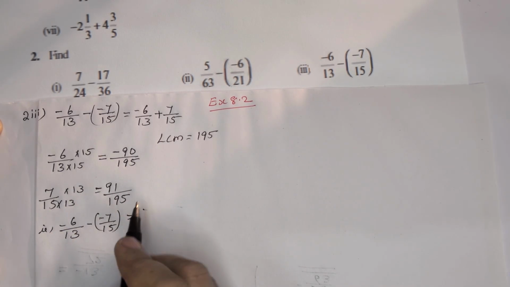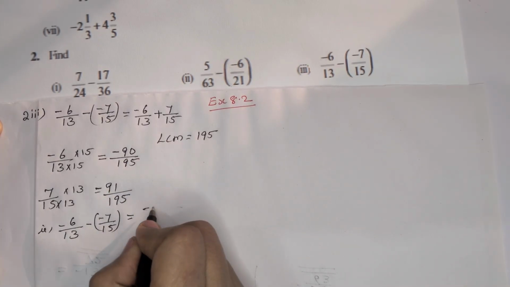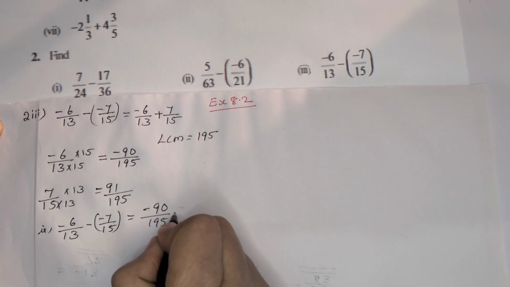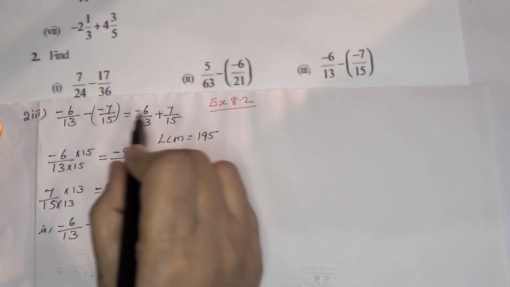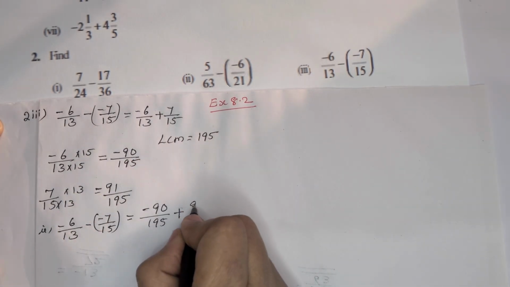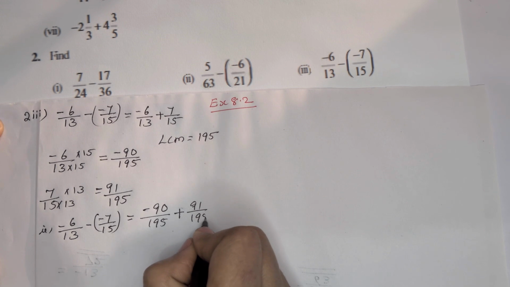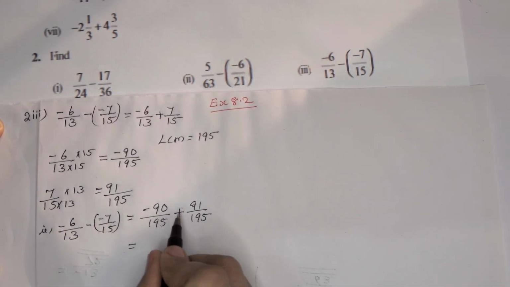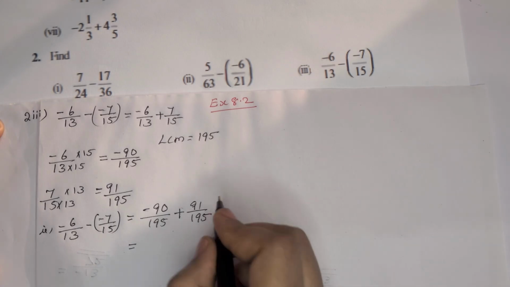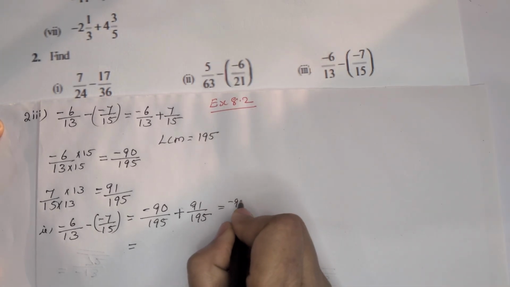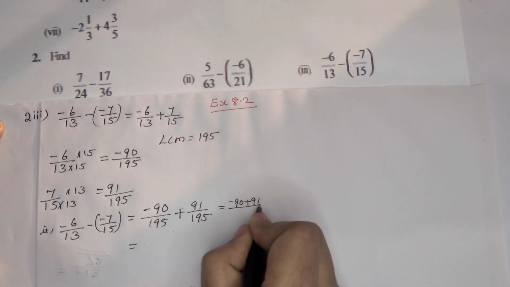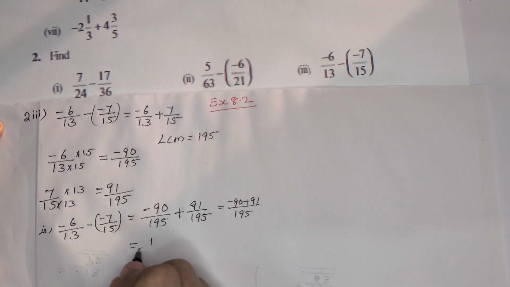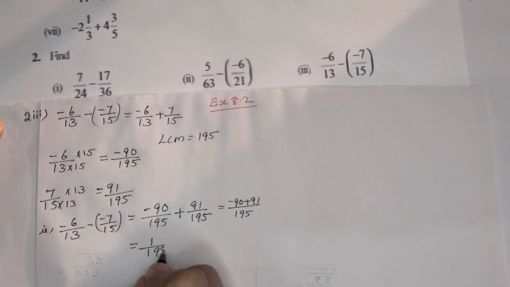So the question that is equal to here, minus 90 by 195 plus minus of minus plus 91 by 195, which is equal to minus 90 and plus 91. So we can write as minus 90 plus 91 by 195. So here we are getting 1, that is equal to 1 by 195.